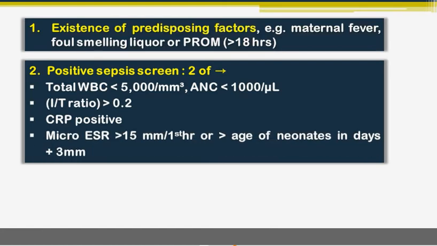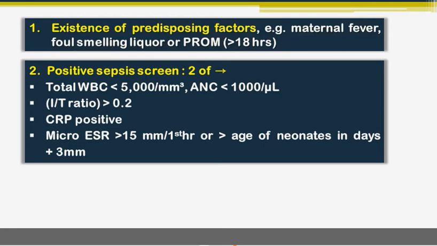So what is micro-ESR? It is the ESR taken by the micro method, and it is high if it is more than 15 mm in the first hour, or more than the age of the neonate in days plus 3. So if the age of a neonate is 9 days, plus 3, it is 12. Anything more than 12 is regarded as a positive or high ESR. These are the sepsis screen parameters.